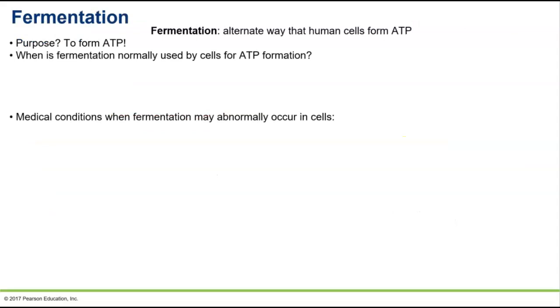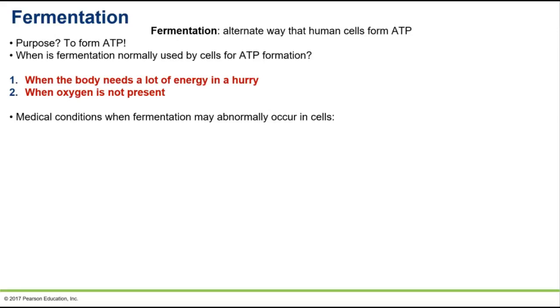All right, so the purpose of fermentation is to form ATP. When is fermentation normally used by the cells to make ATP? Well, if the body needs a lot of energy in a hurry, this lactic acid fermentation can kick in. Also, if oxygen is not present at all, lactic acid fermentation would occur.